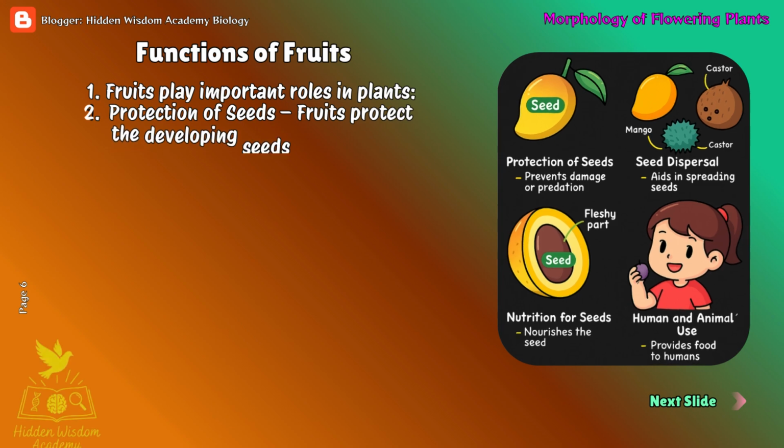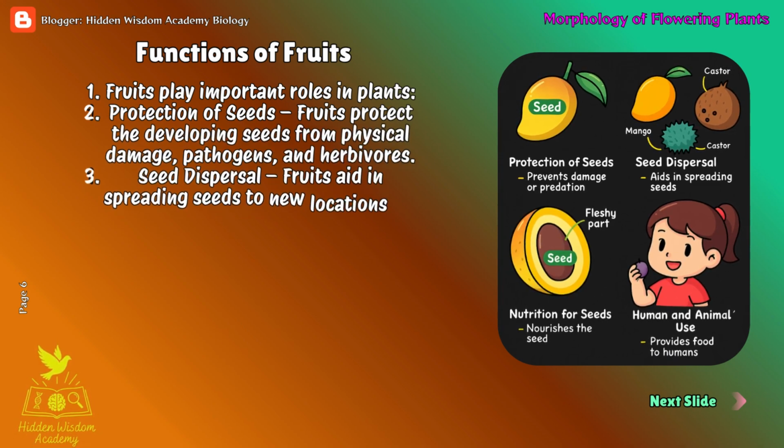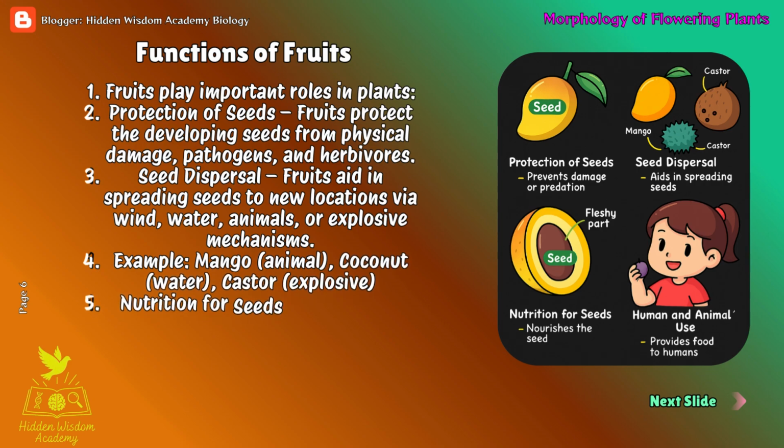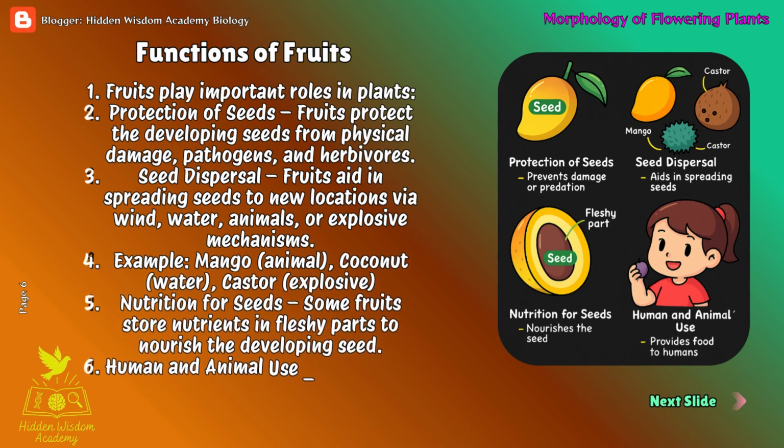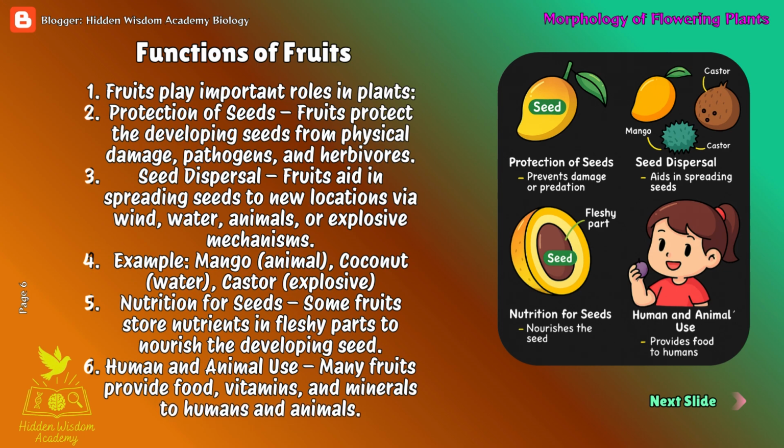Now, let's look at function of fruits. Fruits are not just tasty, they have important roles in plants. First, they protect seeds from damage, pests, and diseases. Second, they help in seed dispersal, by wind, water, animals, or even by exploding. For example, mangoes use animals, coconuts use water, and castor seeds can burst to scatter. Third, some fruits provide nutrition to the seeds while they develop. Finally, fruits are useful to humans and animals as food, vitamins, and minerals. Knowing these functions is important for exams and practical studies.